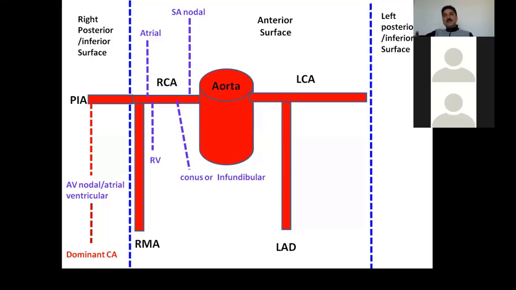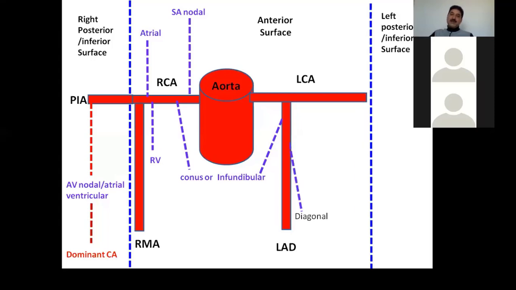This vessel is important because it is commonly involved in atherosclerosis. Among all vessels of the heart, this vessel is most commonly involved in atherosclerosis, which can lead to clinical consequences like angina and myocardial infarction. So this vessel is very important. From this vessel, we have a small branch, the conus or infundibular branch. As I already told you, the infundibulum is supplied by both coronary arteries, one coming from the right, another from the left anterior descending coronary artery.